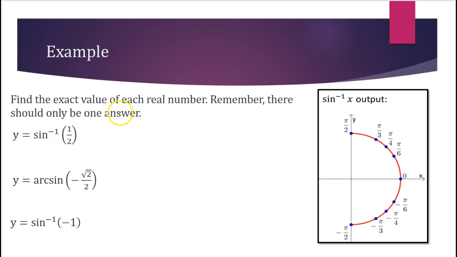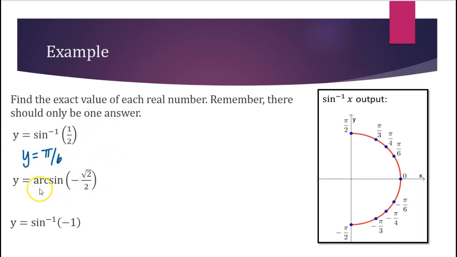Alright, next example, find the exact value of each real number. So our answers will be in radians, and remember there should only be one answer to these. These are functions, so there's only going to be one output. So y equals sine inverse of 1/2. What do I have to plug into sine to get out 1/2? If I come over here, my answers can only be from these possible values on the unit circle. Since sine is positive, it has to be quadrant 1, and we know that sine of pi over 6 is equal to 1/2. So that means the answer here is y equals pi over 6.